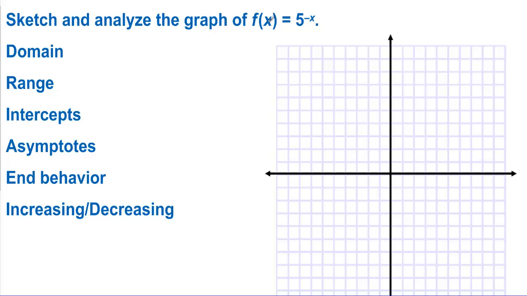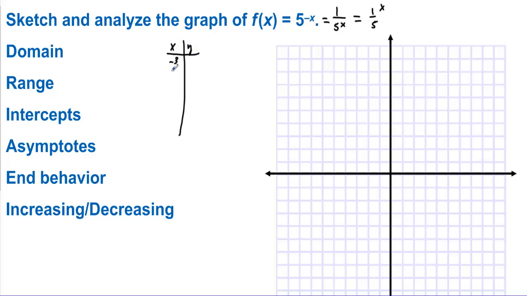Sketch and analyze the graph of f of x equals 5 to the -x. Now that's the same as 1 over 5 to the x, and sometimes you will see it as 1/5 just raised to the x in general. But 1 to the x is just 1, and then you have this 5 to the x. Let's use an xy chart to graph this one as well.